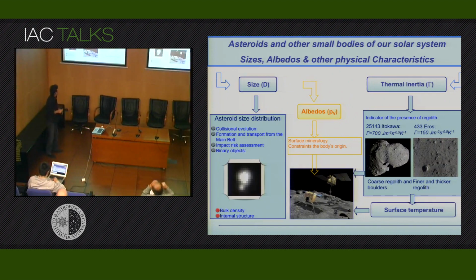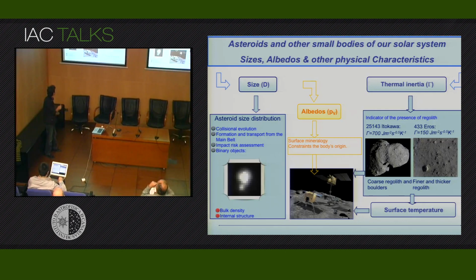A little bit of science case. The size is the most important physical characteristic of our bodies. If you have size for a statistical sample of objects, you can study the size distribution in different populations of asteroids, and this is important to constrain the collisional evolution of the bodies, the formation of these asteroids in the main belt, and the transportation mechanism to near-Earth space, which are size dependent. In the case of near-Earth asteroids, dangerous bodies, it's important to the assessment of the impact risk they pose for our planet.